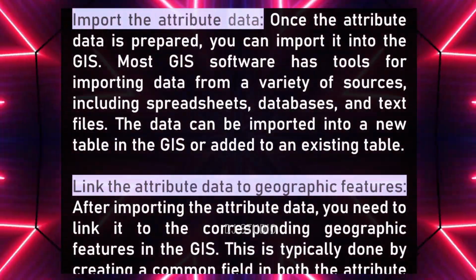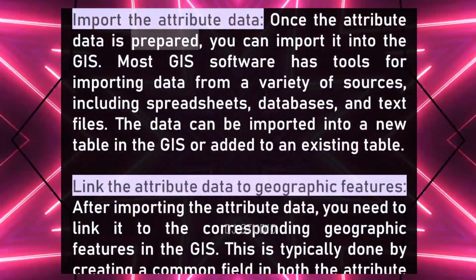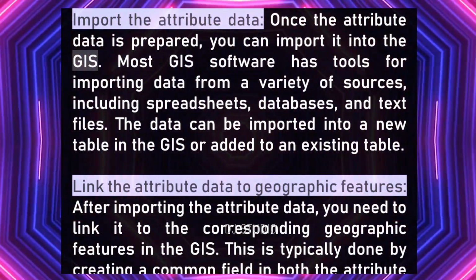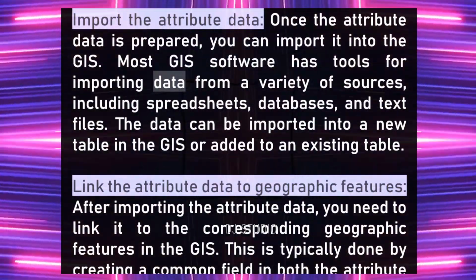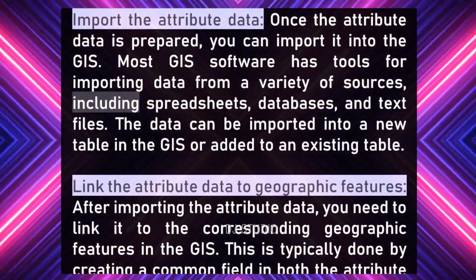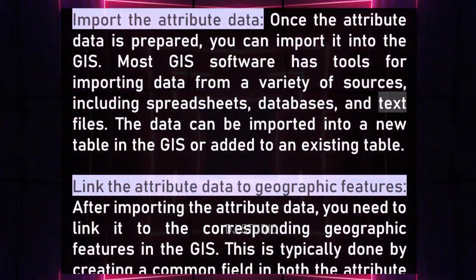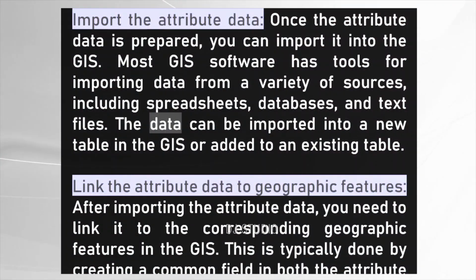Import the attribute data. Once the attribute data is prepared, you can import it into the GIS. Most GIS software has tools for importing data from a variety of sources, including spreadsheets, databases, and text files. The data can be imported into a new table in the GIS or added to an existing table. Link the attribute data to geographic features. After importing the attribute data, you need to link it to the corresponding geographic features in the GIS.